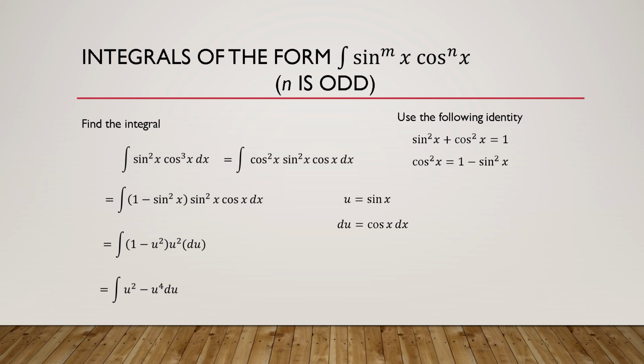When we take this integral, we get u cubed over 3 minus u to the fifth over 5 plus c. Substituting u for sine x, we get our final answer, sine cubed x over 3 minus sine to the fifth x over 5 plus c.